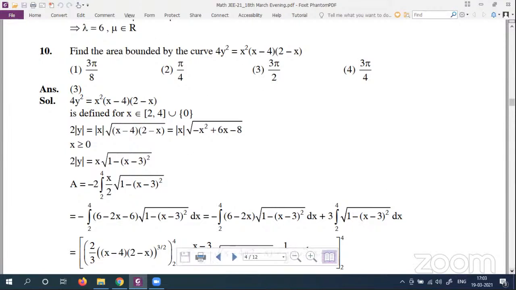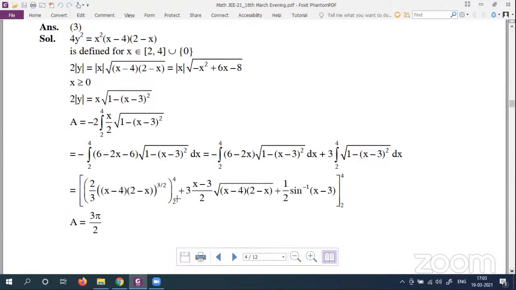Right? So integrating by converting it into the standard formula form, integrating and applying limits 2 to 4, we get the value simplified to 3 by 1. Right? I hope you can understand the calculation.